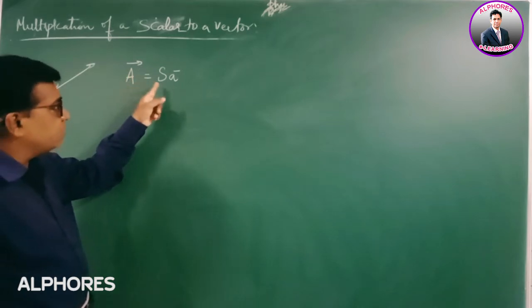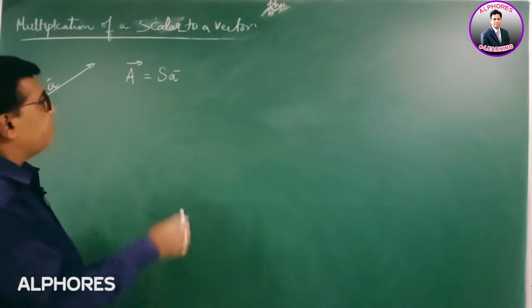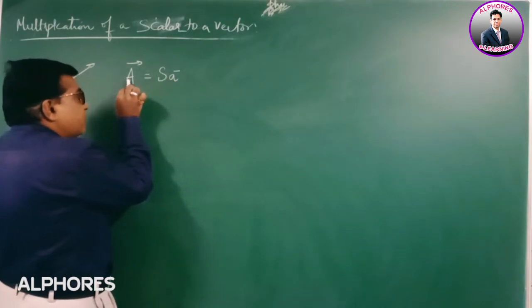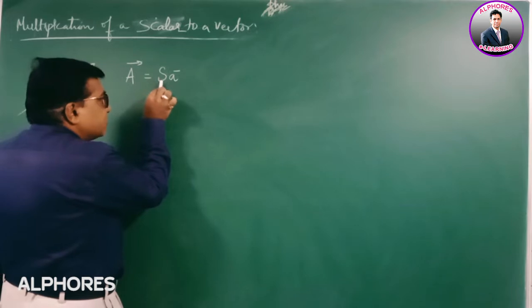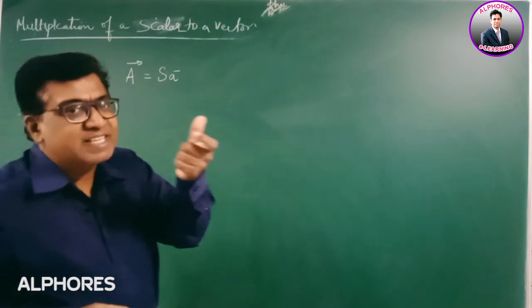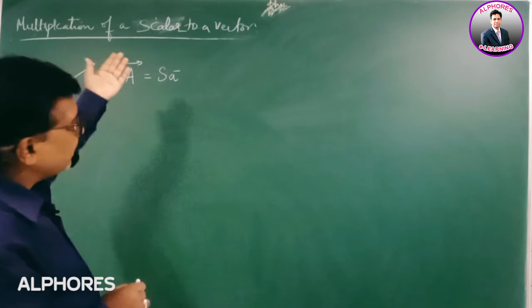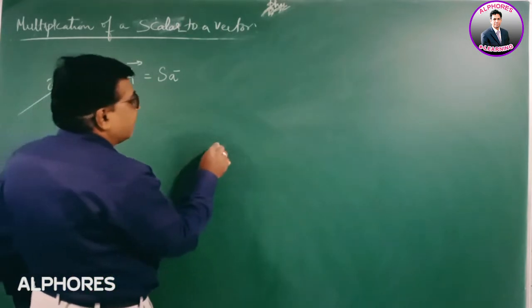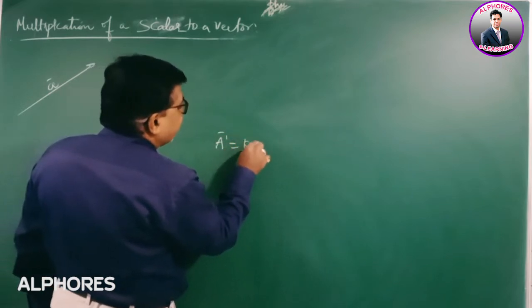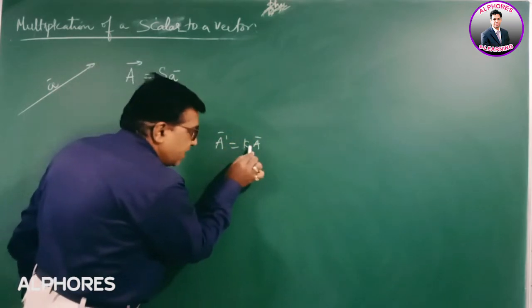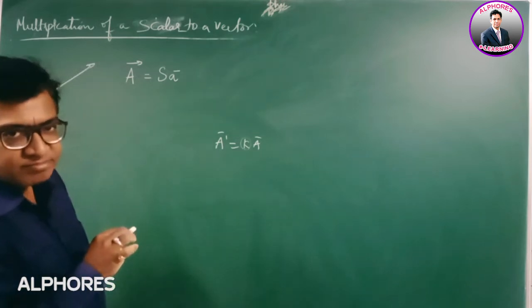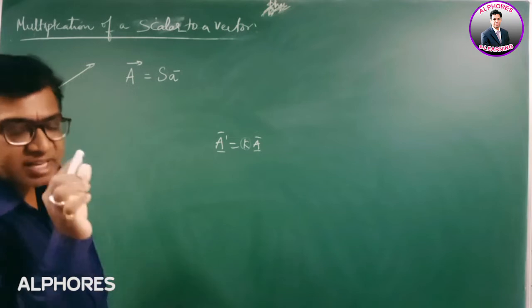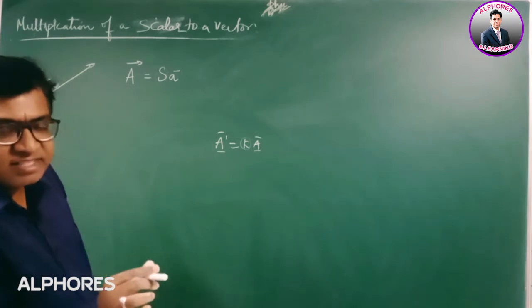This is scalar times that. But because the scalar has a unit, the unit of capital A bar will be the product of the unit of this and this. So the physical quantity has changed. In the earlier case, when I was just multiplying by a real number, a dash bar is equal to k times a bar. Now in this one, k is a mere number, a constant, so the unit of this and the unit of this is the same. The physical quantity remains the same.